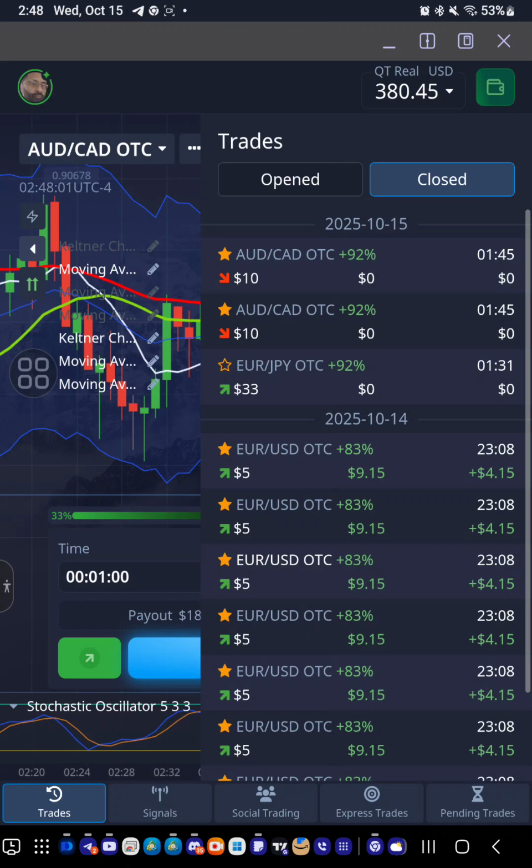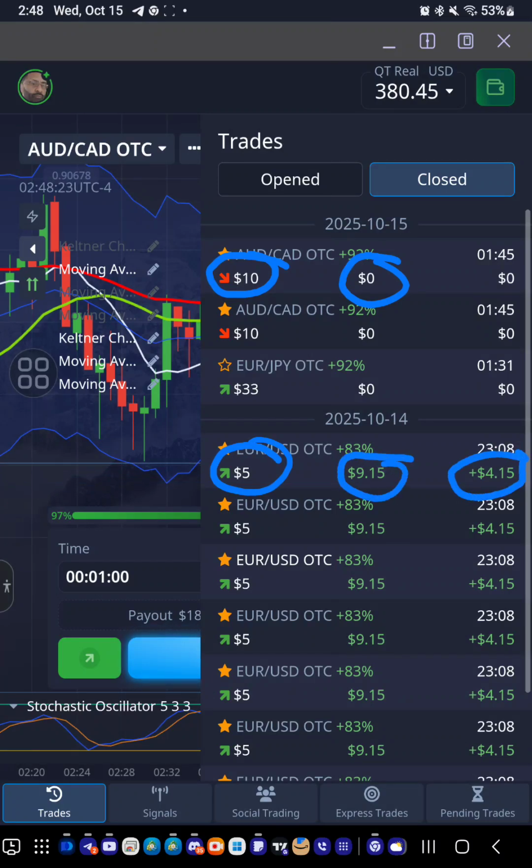Okay? Now, this is what you're trading, or what you traded, the dollar amount. This is whether you won or you lost. So that was a loss. So this is how a win would look. Traded $5, won $4.15. This is the total. And keep your eye on the percentage, because sometimes, like I said, the 92% changes and drops down. You don't realize it. It does it on its own.